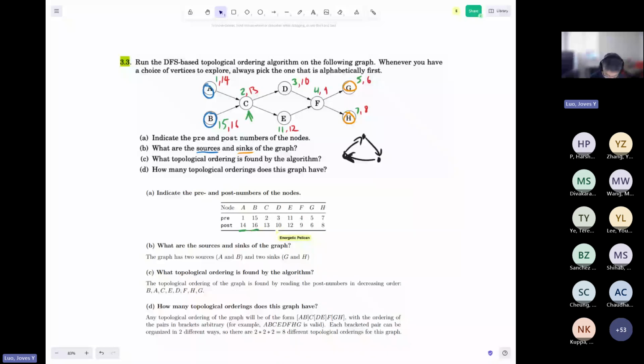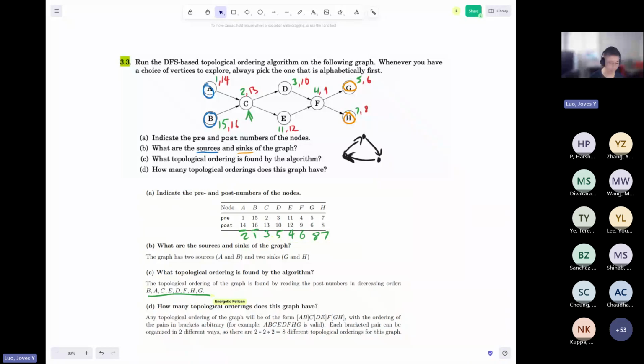So let's see, 1, 2, 3, 4, 5, 6, 7, 8. So it should be B, A, C, E, D, F, H, G. Yep. So that's your topological sorting, and that's how you do it. You just take your numbers in decreasing order.